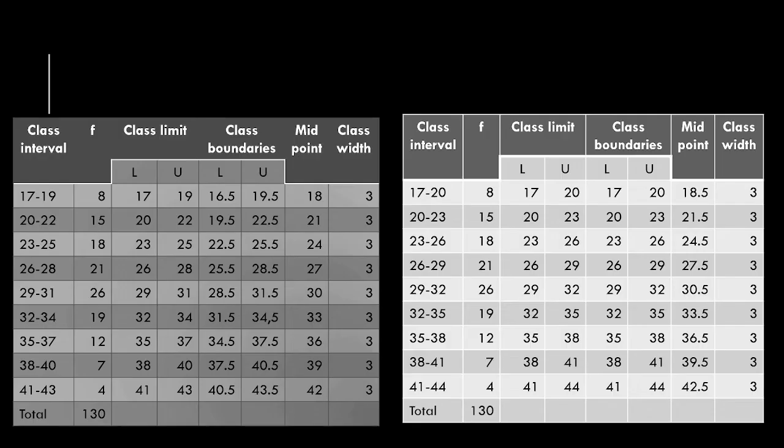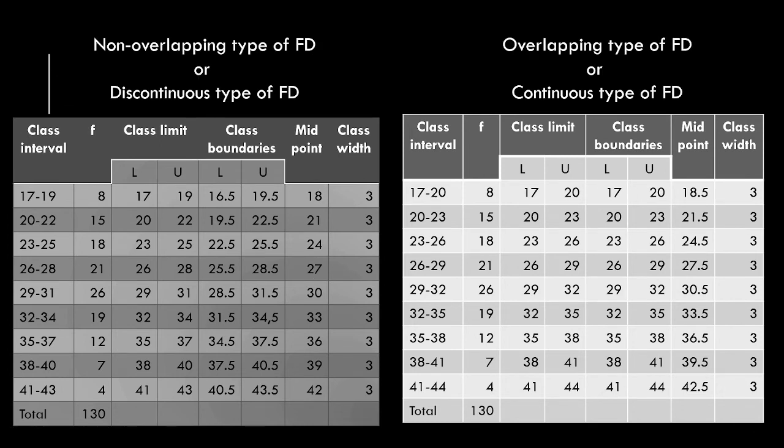Based on types of class interval, group type of frequency distribution can be of two different types: non-overlapping type of frequency distribution and overlapping type of frequency distribution. Non-overlapping type of frequency distribution is also known as discontinuous type of frequency distribution. In this type, the class intervals are non-overlapping. If you see this example, the first class interval starts from 17 and goes up to 19. The second class interval starts from 20 to 22. So there is no overlapping.